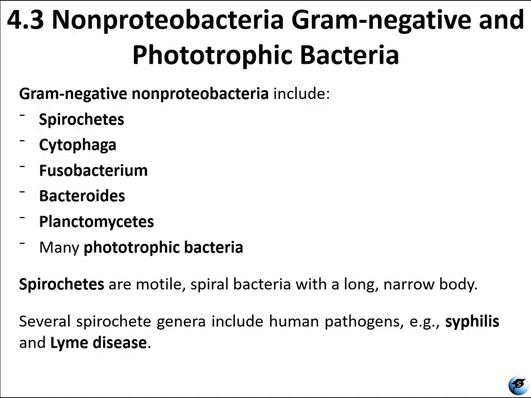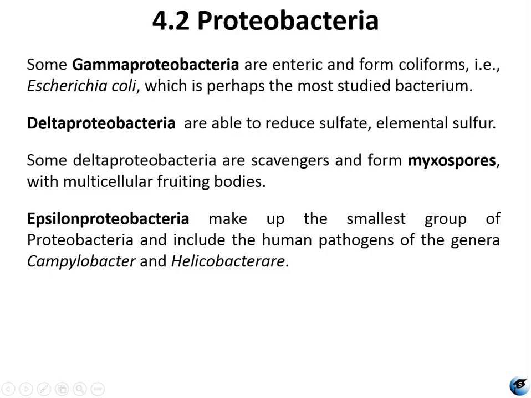Some gram-negative non-proteobacteria include spirochetes, Cytophaga, Fusobacterium, Bacteroides, Planctomyces, and many phototrophic bacteria. Spirochetes are motile, spiral-shaped bacteria with a long, narrow body. Several spirochete genera include human pathogens, and some of these are your syphilis and Lyme disease. One gamma proteobacteria is Escherichia coli, E. coli.